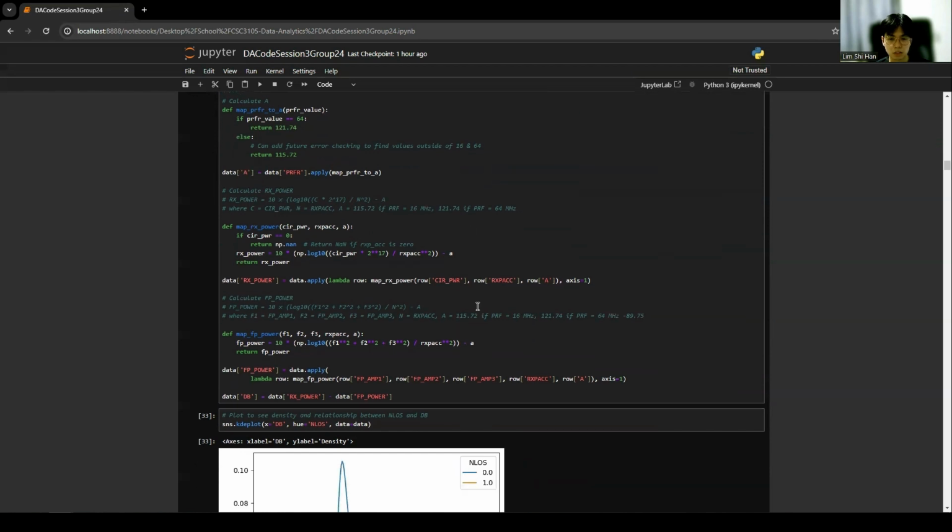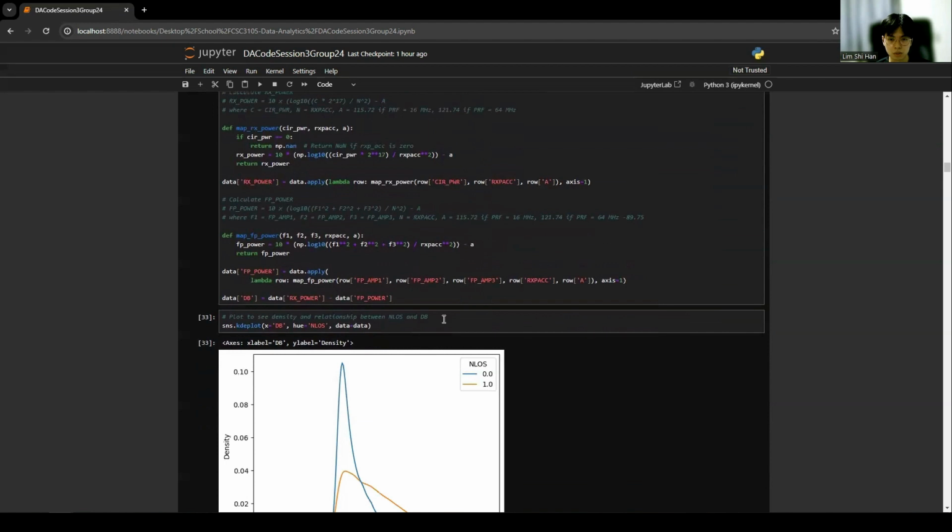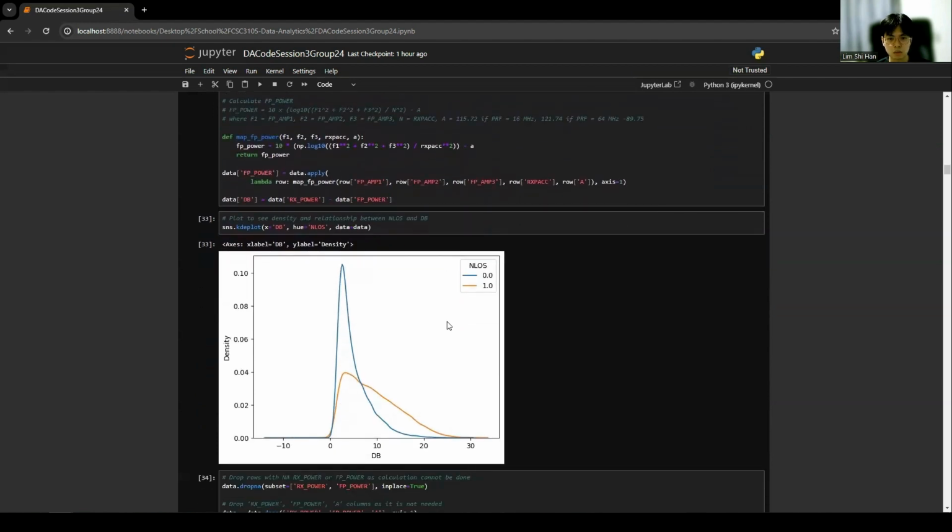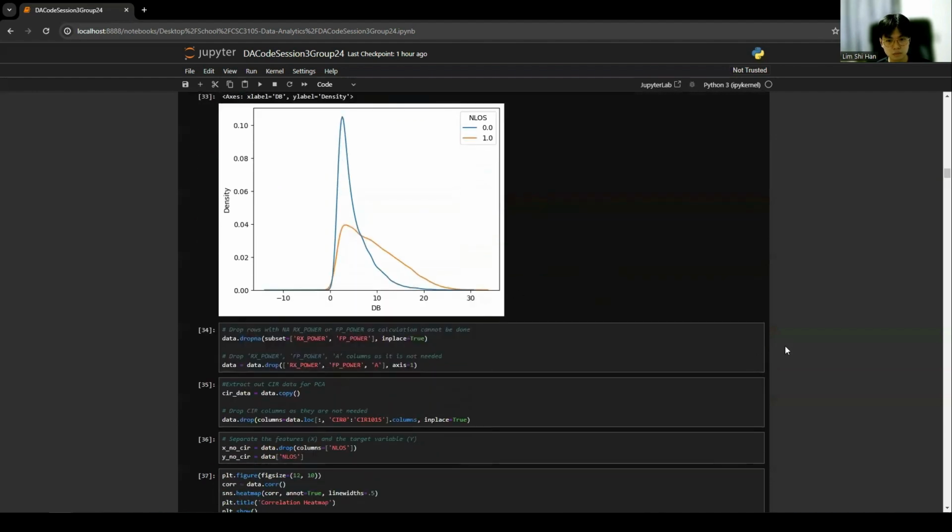So we calculated these values and we plotted out the result. So in this plot for NLS and dB in a density plot, we realized that the range of LS signals were from 0 to 10, where NLS were mostly from 0 to 30. This means that there could be some significance in identifying whether it was NLS or LS.